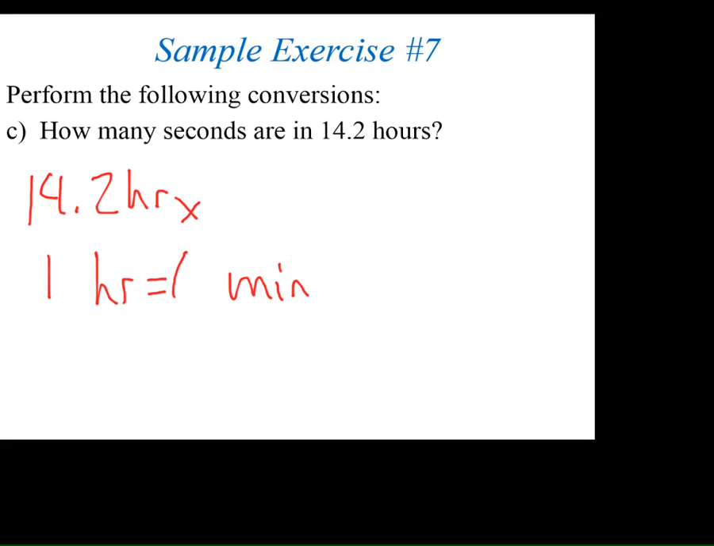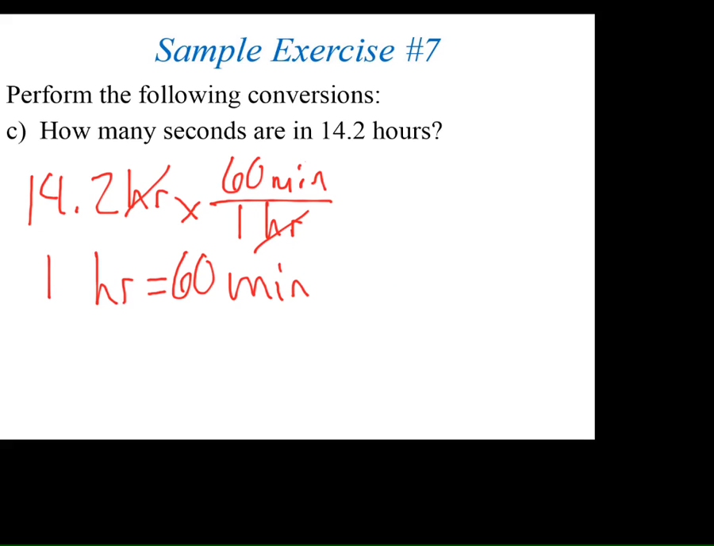1 hour is 60 minutes. Okay, so which goes where in that factor? 60 minutes has to go on top. 1 hour goes on the bottom because hours has to cancel, right? So hours has to be down here. And then 60 minutes.